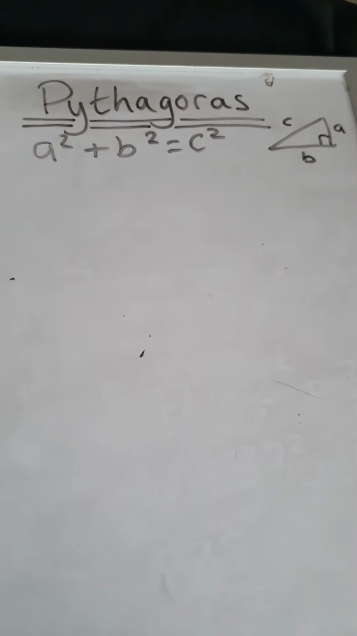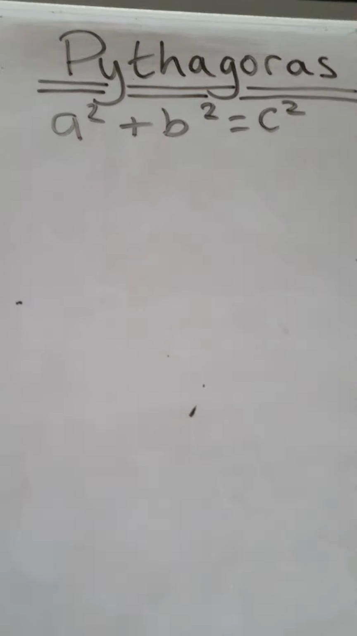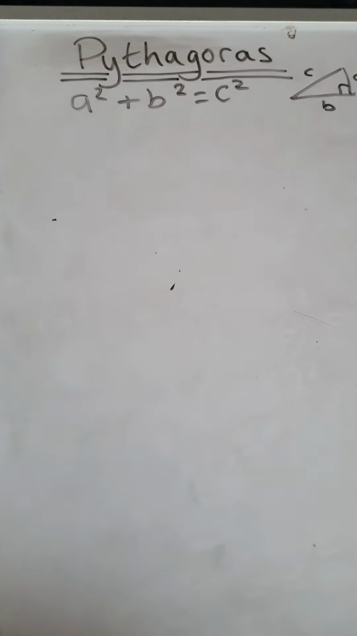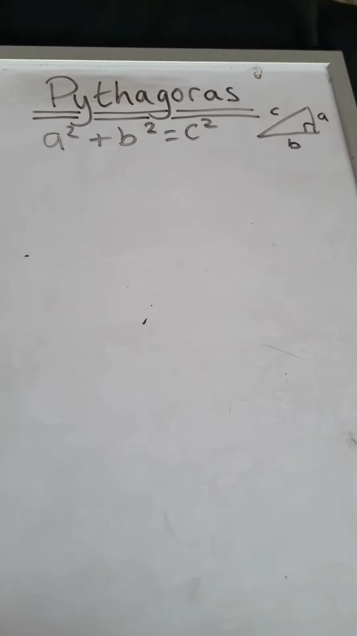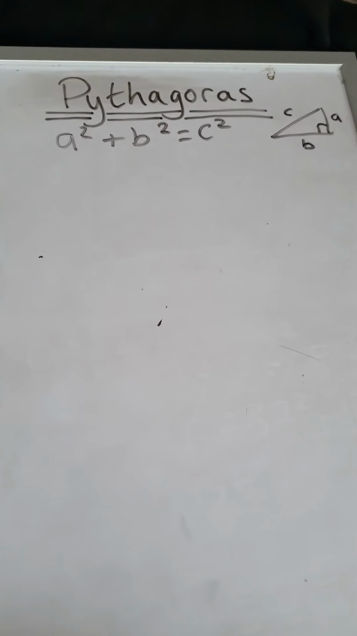Hello again all. So this is my second video on Pythagoras and his theorem, which I've written out here and done a tiny sketch of, where A and B are the two shortest sides on a right angle triangle and C is the hypotenuse. A squared plus B squared equals C squared.